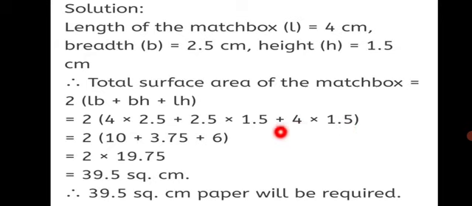Complete your multiplication first. So you get 10 plus 3.75 plus 6. Now complete addition. You get 2 into 19.75, which is 39.5 square centimeter. So therefore now you can say that 39.5 square centimeter paper will be required to cover the matchbox from its outer sides with craft paper. So this way we have completed question number 3 using the formula total surface area of cuboid, and we have used the word matchbox since we are finding the surface area of matchbox.